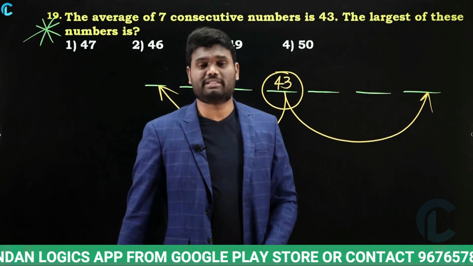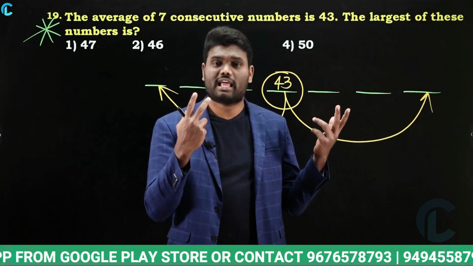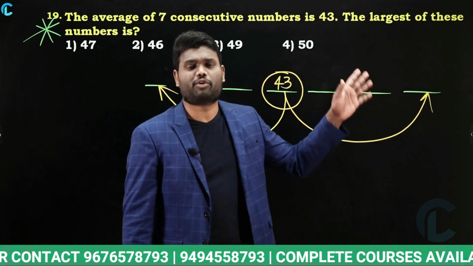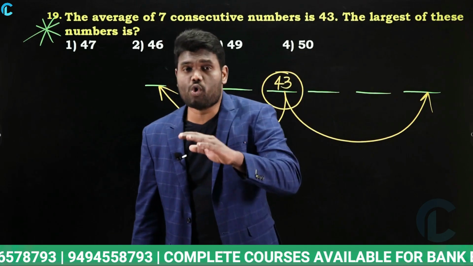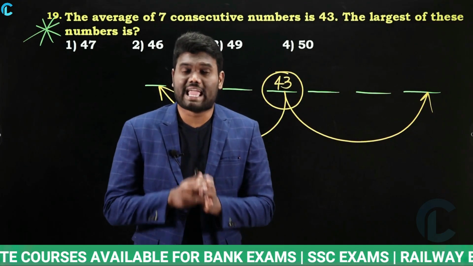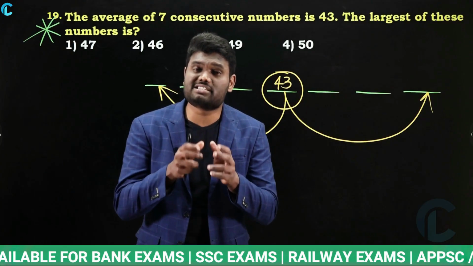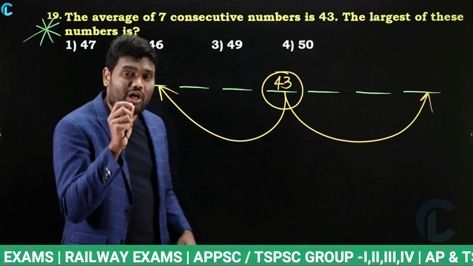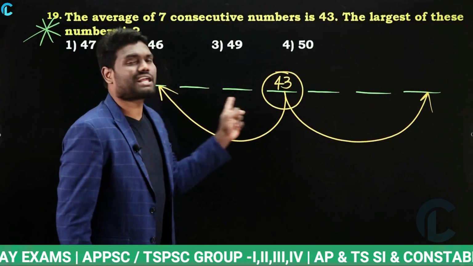If my question is something like 94 numbers, can you say 43, 44, 45, 46, 47, 48, 49, 50, 51? Can you go on counting in this way? If you go on counting in this way, then at the end of the day, you will be wasting a lot of time. So to prevent this, or to solve this in a smart way, you will not count this.